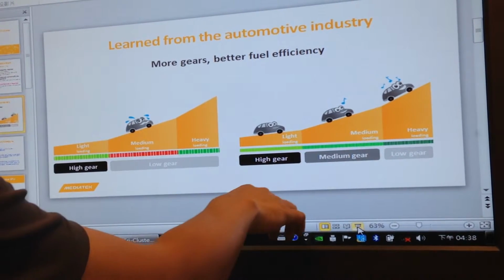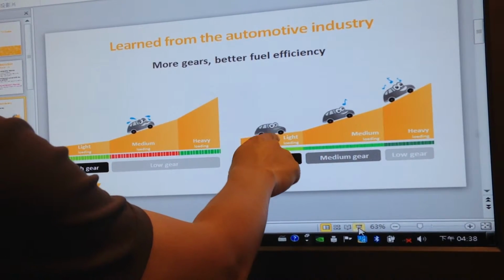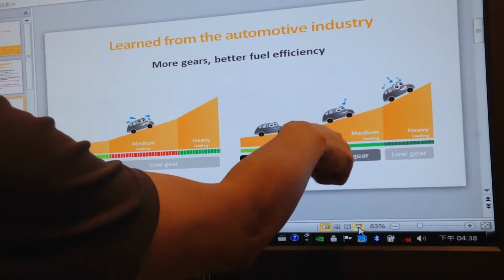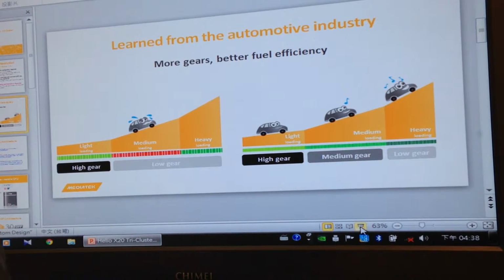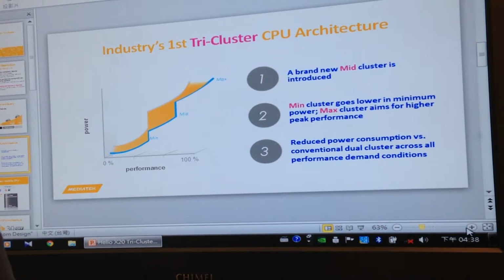But if we have an extra gear, for example, if we have 3 gears, then we can handle this case also very well. So that's easy to understand. For this one, this side is a little bit complicated.